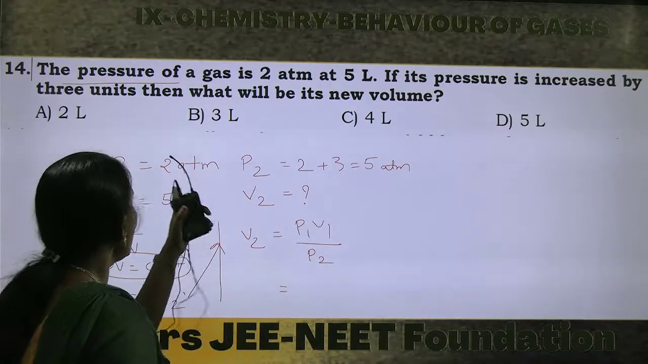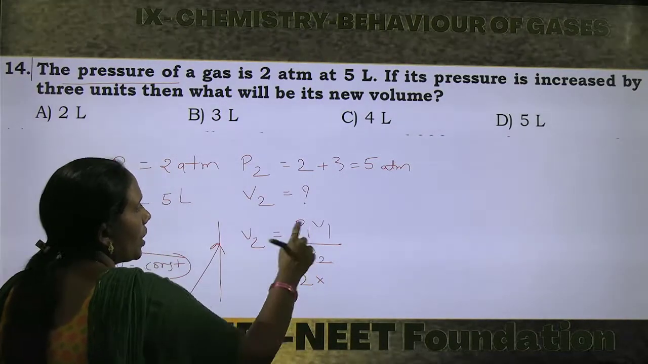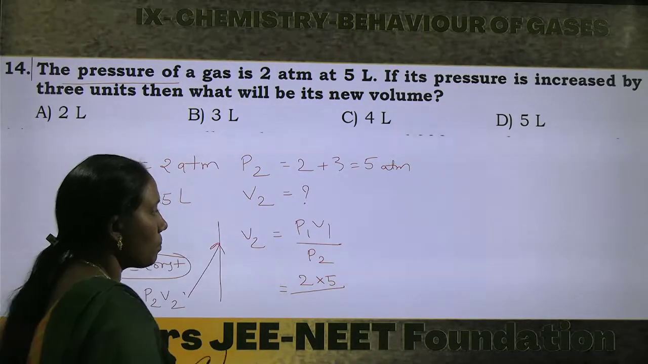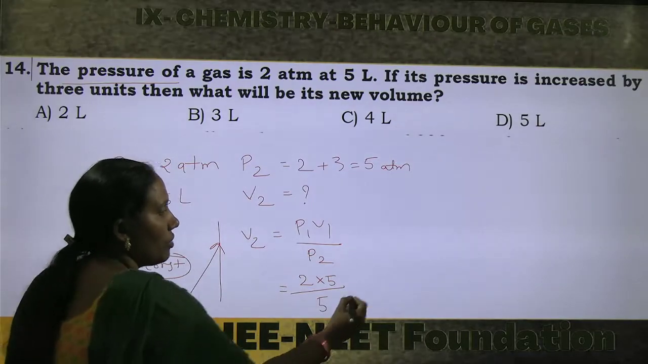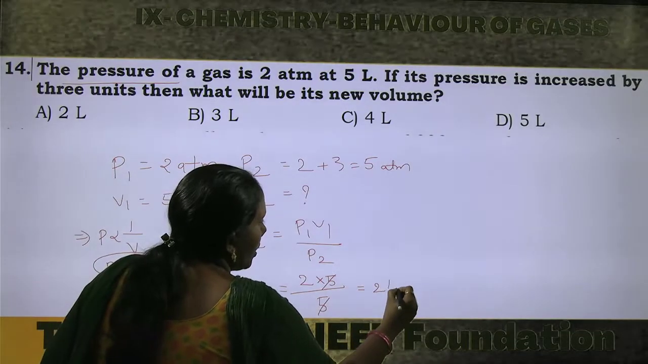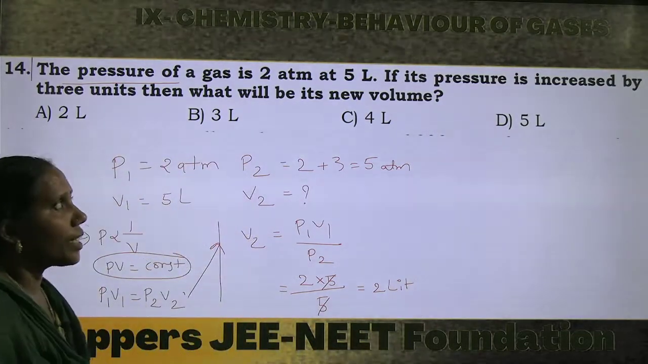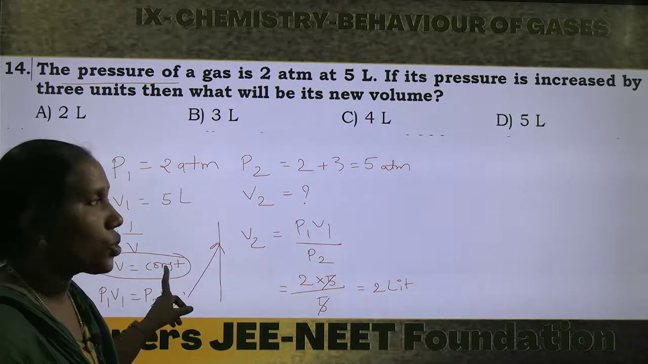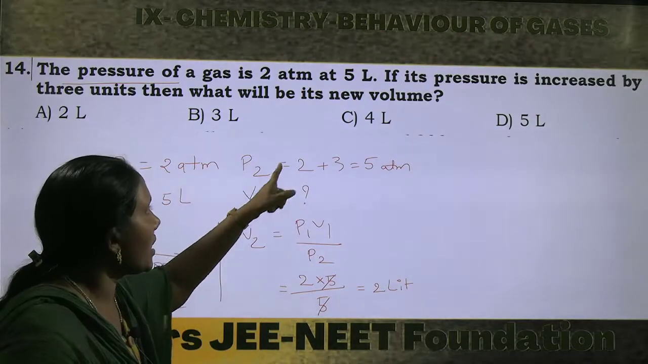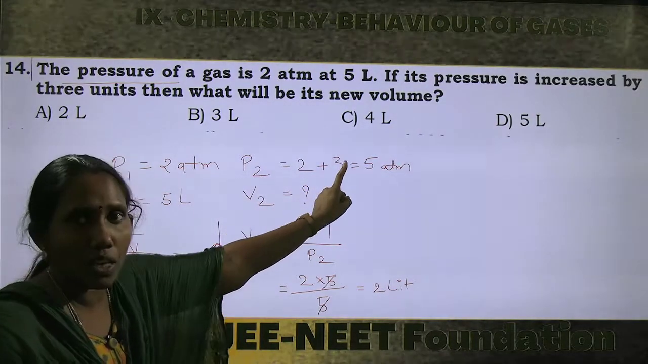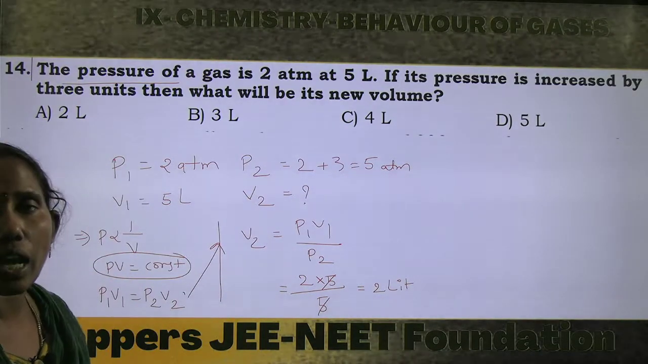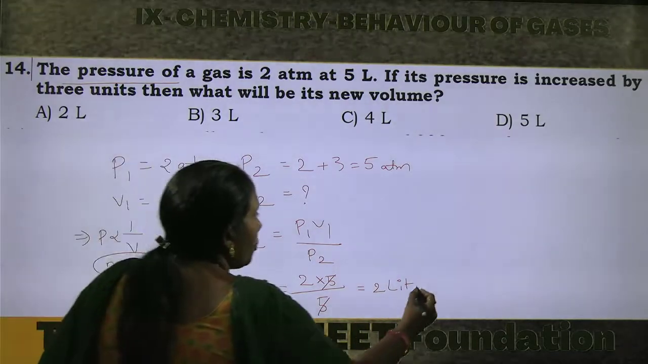What is P1 here? 2 atmospheres. What is V1? 5 liters, divided by P2, which is 5 atmospheres. So 5 and 5 get cancelled, and 2 is left. So the new volume is 2 liters. If the pressure of a gas is 2 atmospheres and volume is 5 liters, and its pressure is increased by 3 units, meaning 2 plus 3 equals 5 atmospheres is P2, then we calculate V2. This is the process to calculate V2. So the V2 value is 2 liters.